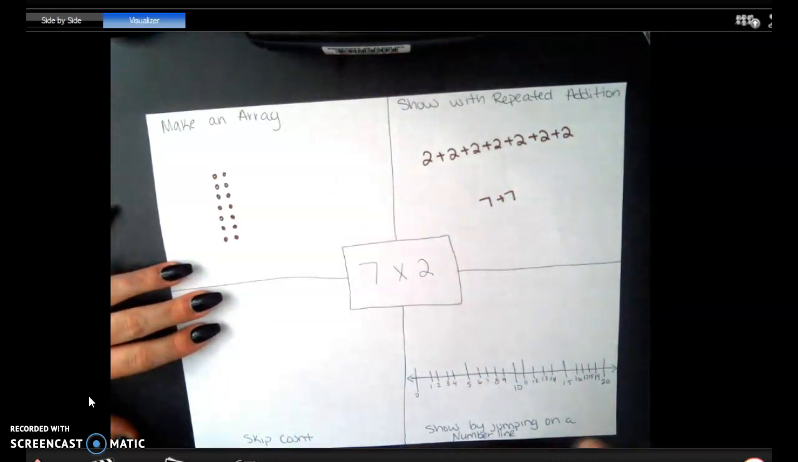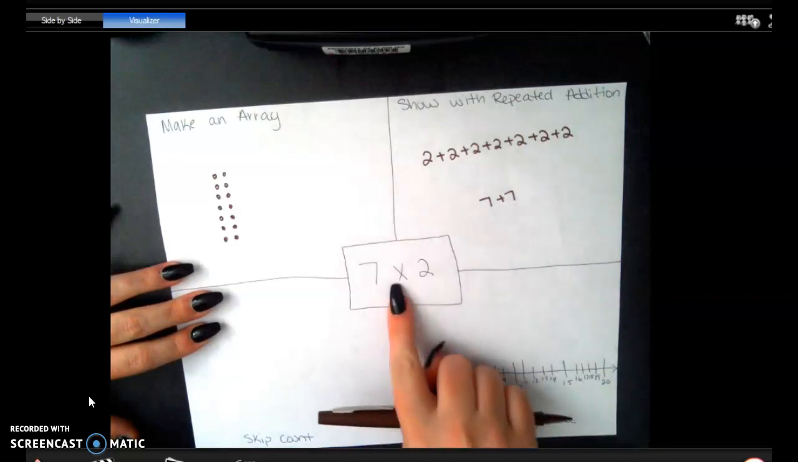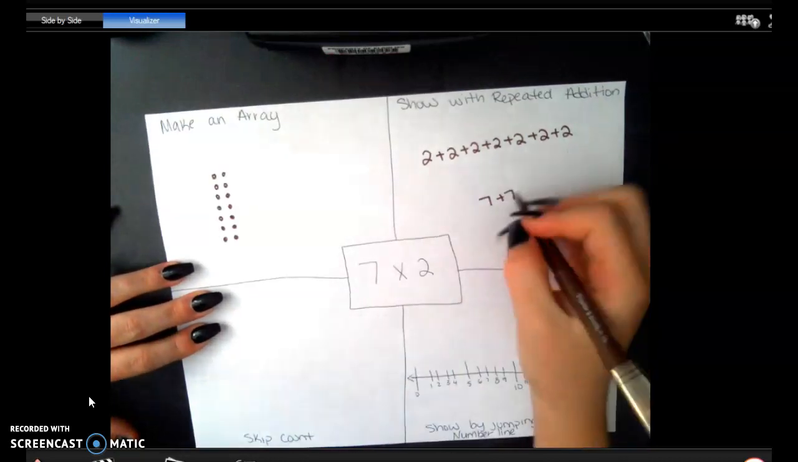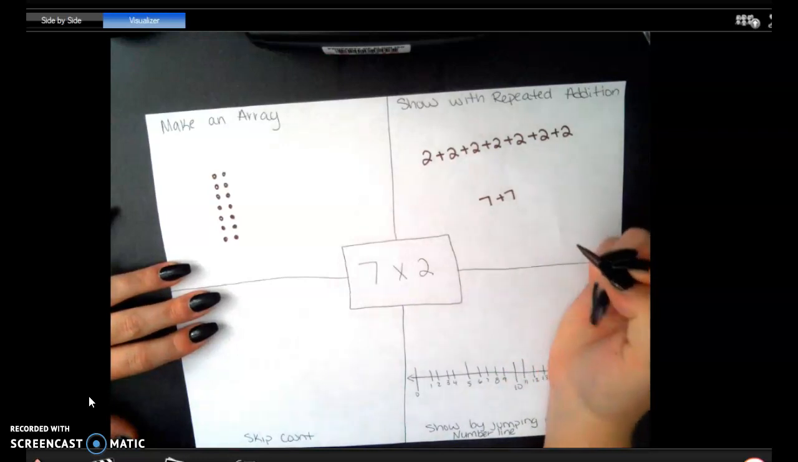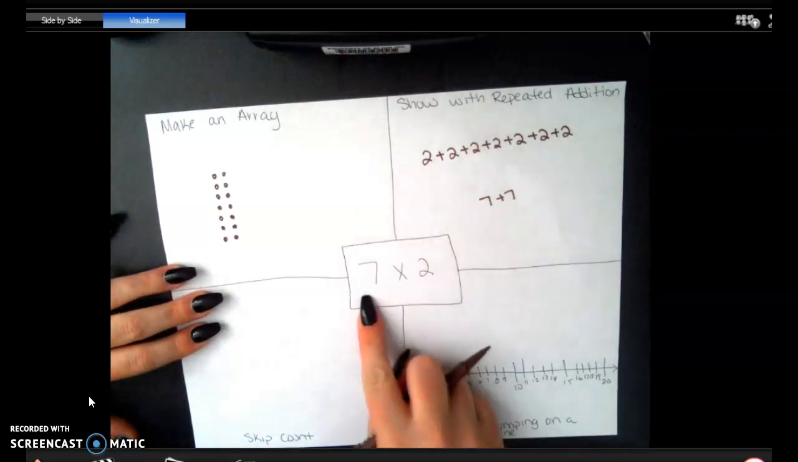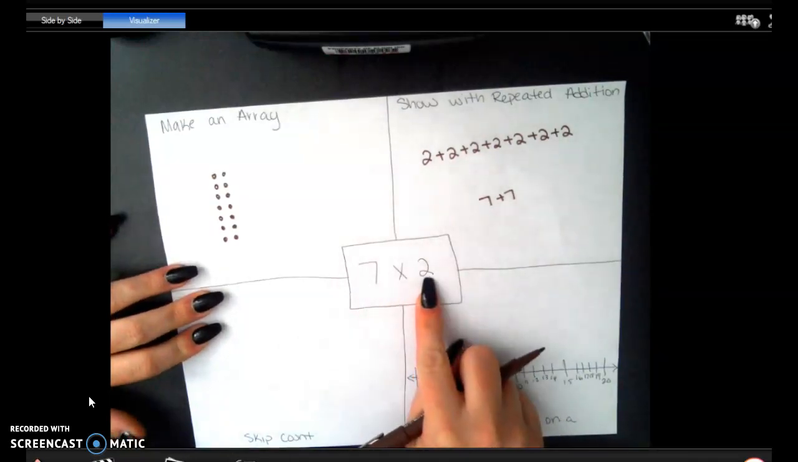Now, boys and girls, you could add 7 plus 7 and get the same answer. But this equation is not asking for 2 times 7. This is 2 times 7. The equation is asking us what 7 times 2 would look like.